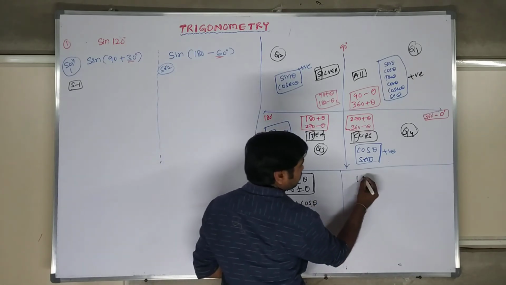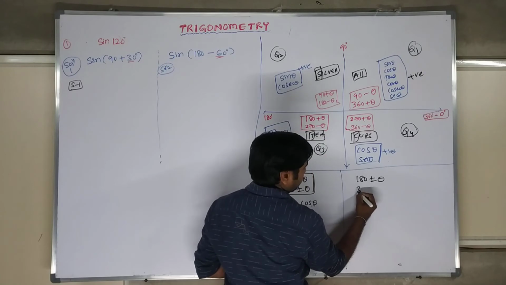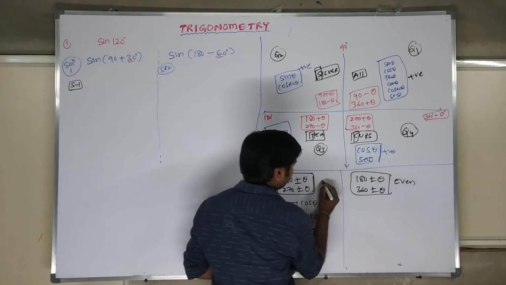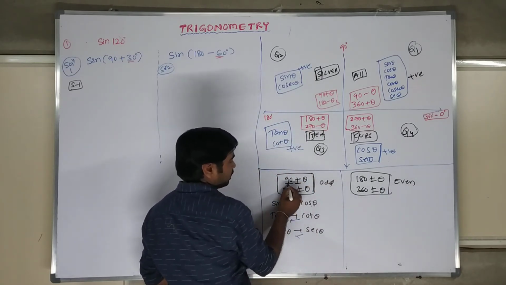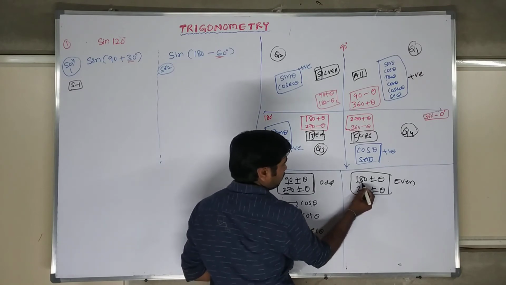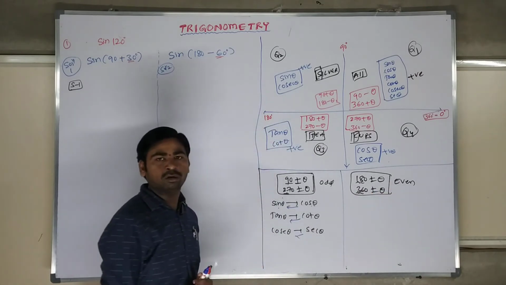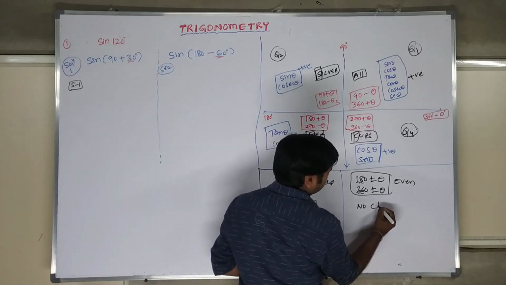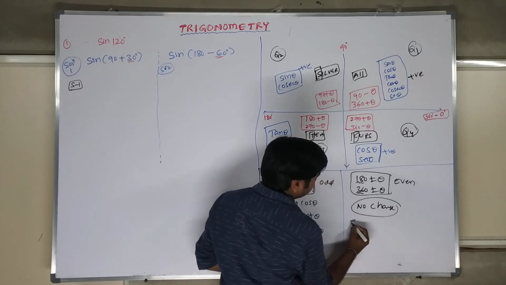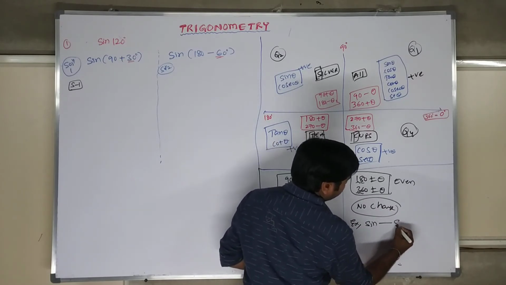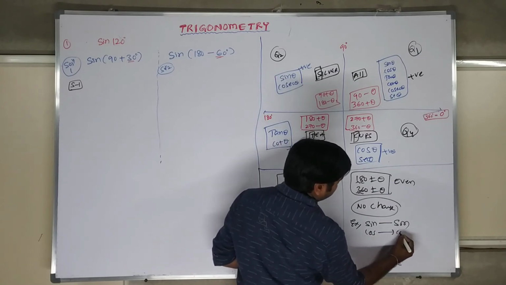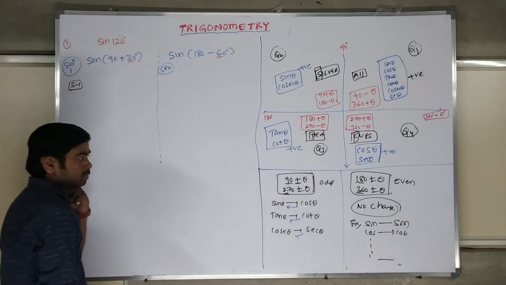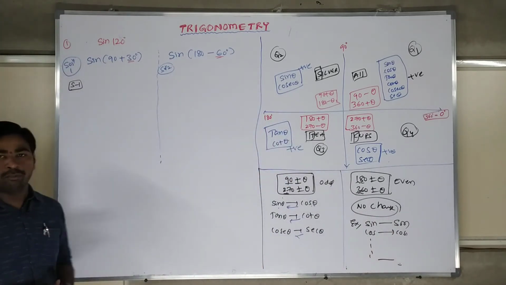Next, one more possibility is there: 180 plus or minus theta, or 360 plus or minus theta. These are the even terms. This is the even pattern and that is the odd pattern, because 90 and 270 are odd multiples, and 180 and 360 are even multiples of 90. In this case there is no change. No change means, for example, if sin is there, write sin only, cos is there, cos only, all the same, no change. So come back to step 1.